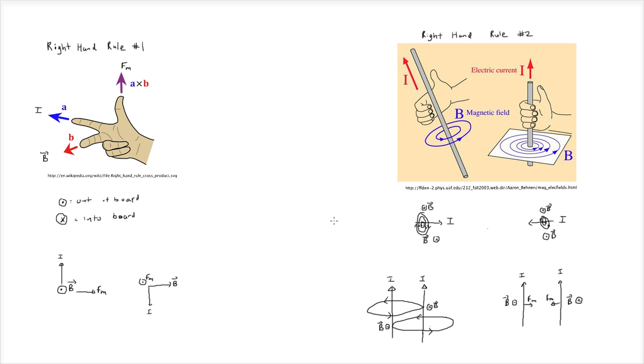in purple up there. And so all you have to do is keep your hand like this and turn it and manipulate it. Don't turn your fingers. Manipulate your hand until it looks like the situation that's given, and then the thumb will show you the direction of the magnetic force. And then just two writing conventions: a circle with a dot means out of the board, and a circle with an X means into the board.